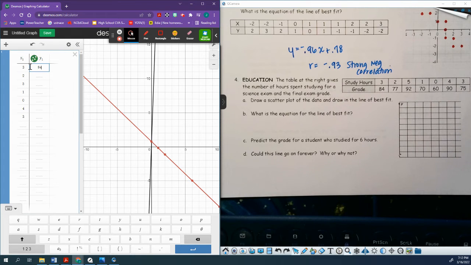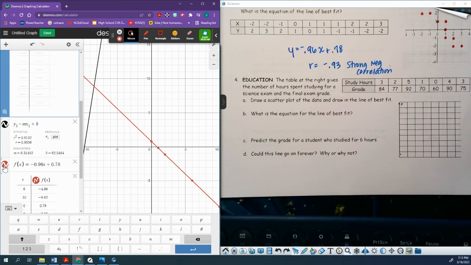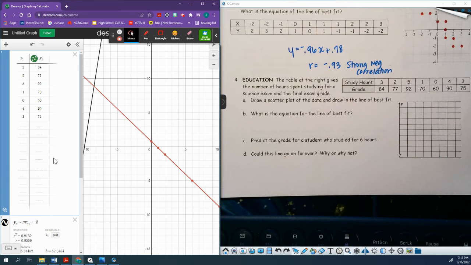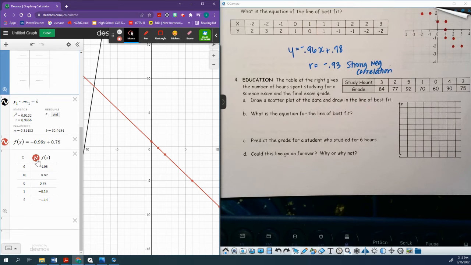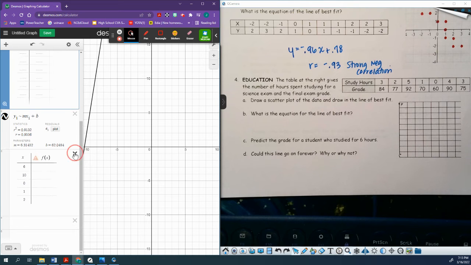The output for 3 was 84. The output for 2 was 77, 92, 70 at 1, 60 at 0, 90 at 4, and 75 at 3. Now, this is our new line. This is the original one, so we're going to get rid of it. So we're going to ungraph it. Ungraph the points, ungraph the line. So that one's no longer a conversation. That was our last problem.